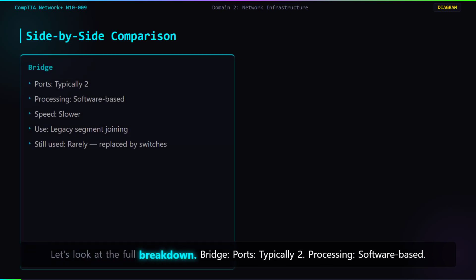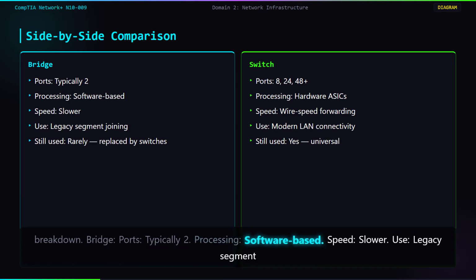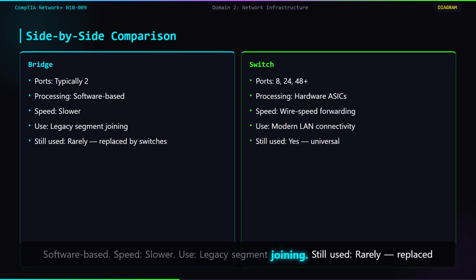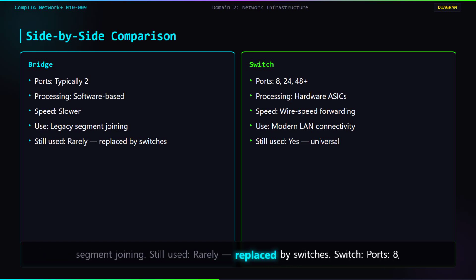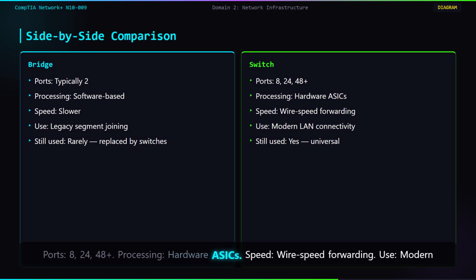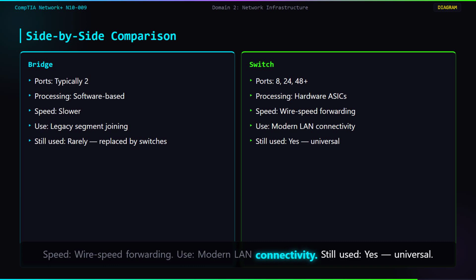Let's look at the full breakdown. Bridge: ports, typically two. Processing, software-based. Speed, slower. Use, legacy segment joining. Still used, rarely. Replaced by switches. Switch: ports, 8, 24, 48 plus. Processing, hardware, ASICs. Speed, wire speed forwarding. Use, modern LAN connectivity. Still used, yes, universal.